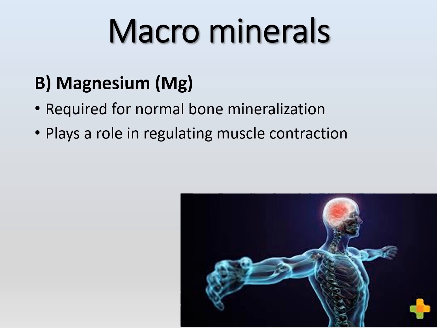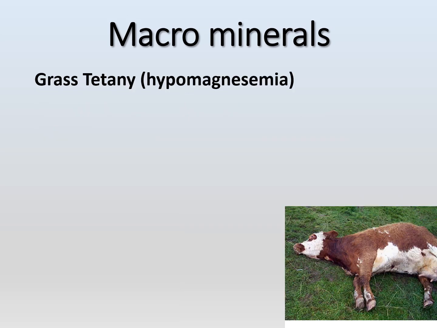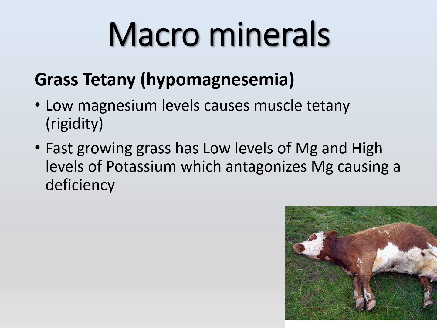So now our last macro mineral in our first group is magnesium. We're not going to get into as much detail about magnesium, but just so you have a general idea of what it does: it works together with calcium and phosphorus for normal bone mineralization. So it is required for normal bone mineralization. But it also plays a role in regulating muscle contraction. So we said that calcium is required for muscle contraction as well. So magnesium plays more of a regulating role in that muscle contraction.